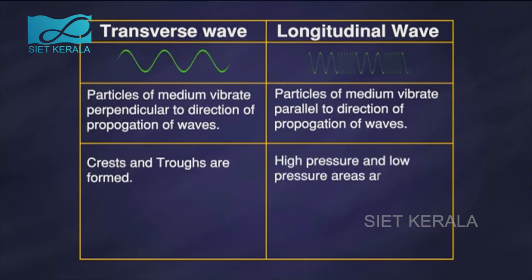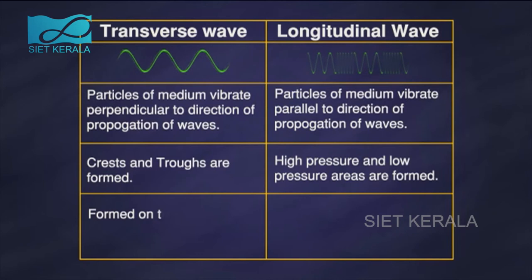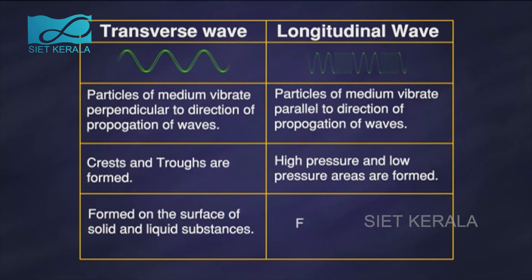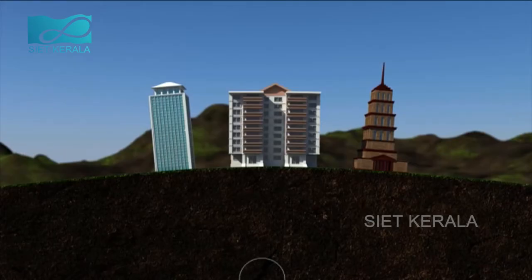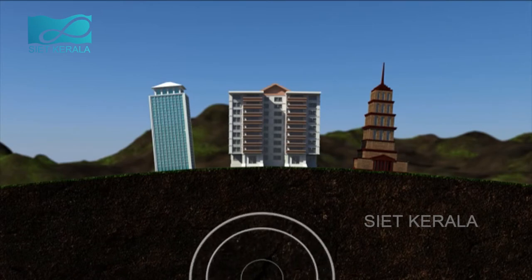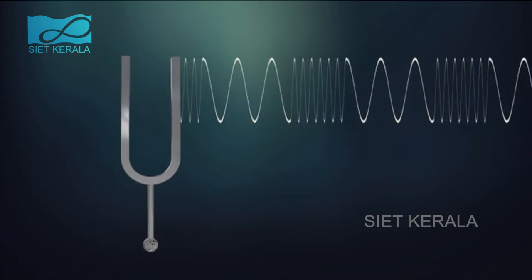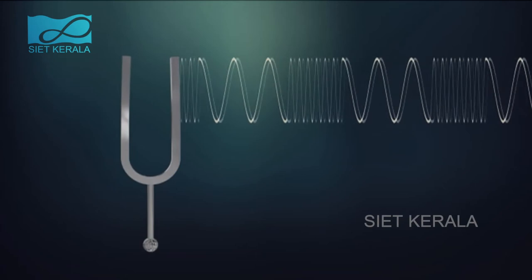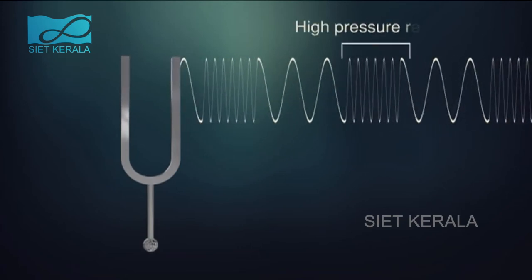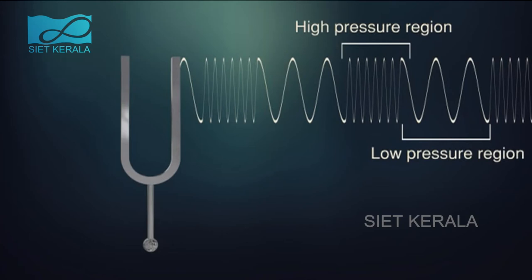Crests and troughs are formed. High pressure and low pressure areas are formed. Formed on the surface of solid and liquid substances. Formed on all media. Seismic waves formed due to earthquakes are examples for longitudinal waves. Waves caused by the vibration of tuning forks also belong to this category. High pressure and low pressure regions are formed instead of crests and troughs.